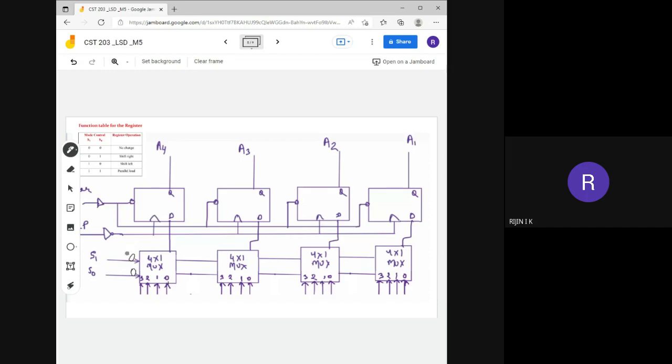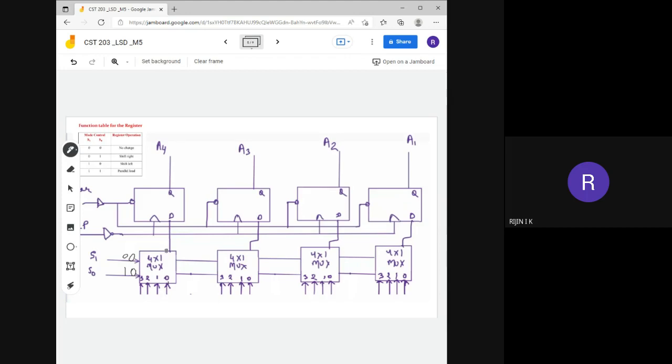Suppose S1 is equal to 0 and S0 is equal to 1. Then what will happen? It will select line number 1, and that information will be transferred to the output line.